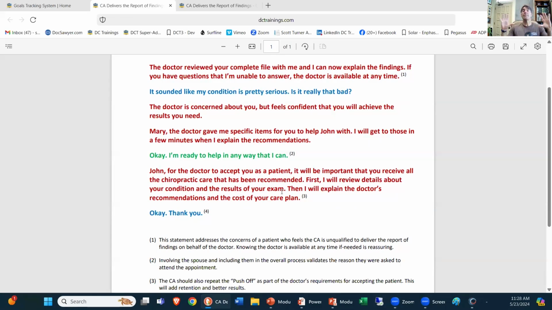So you're framing it here, right? You're saying, okay, this is how this is going to go. And this again validates why the spouse came, right? We included that here. Anyways, I'm going to explain the doctor's recommendations. I guess that part is also going to include the exercises, but you're framing this so that they are both involved, they're engaged, and they know what the process is going to look like.